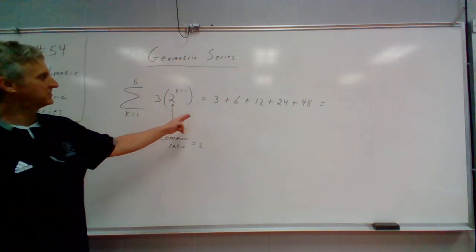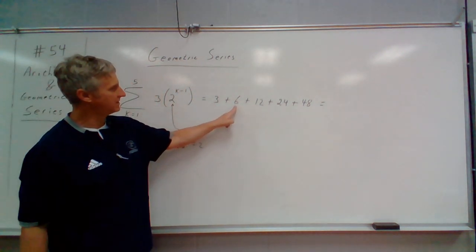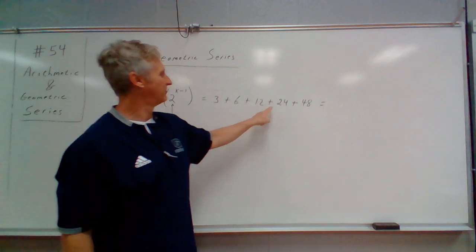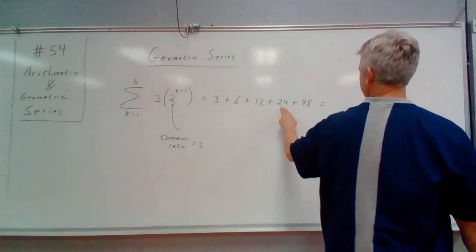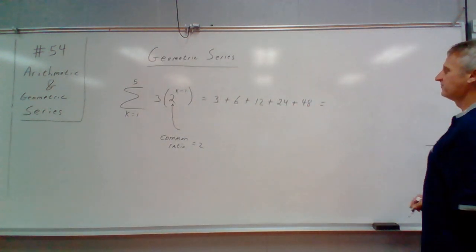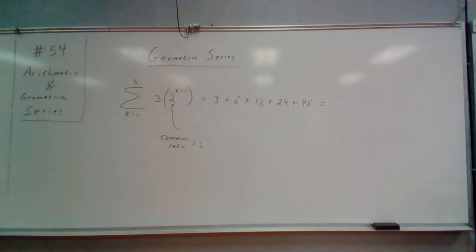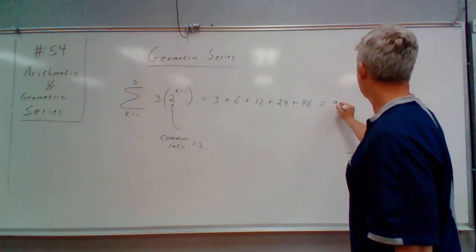All right, so let's just add straight across here. 3 plus 6 is 9. 9 plus 12 is 21. 21 plus 24 is 45. And 45 plus 48 is something. I'm going to be lazy. 45 plus 48 is 93.